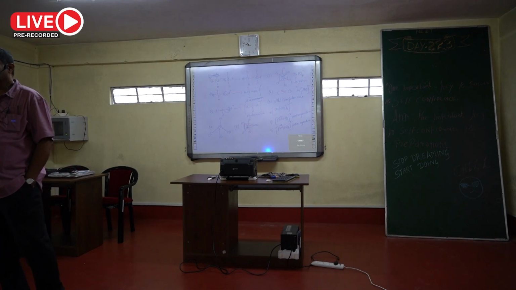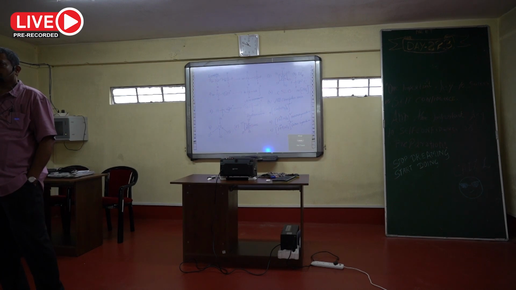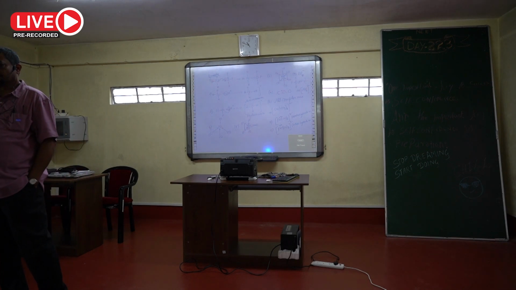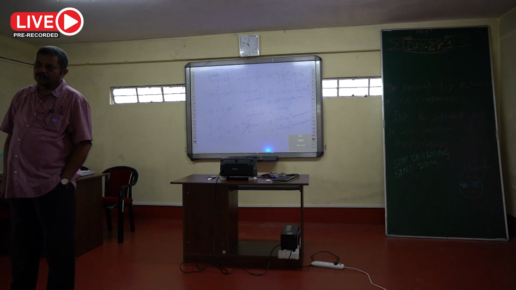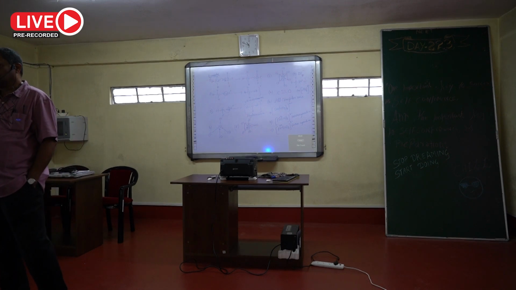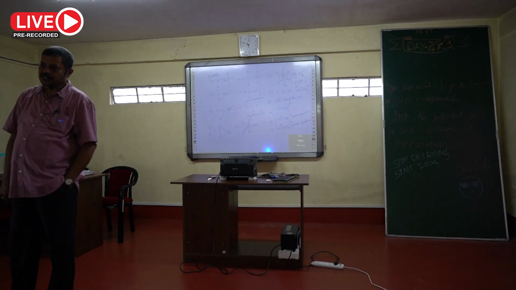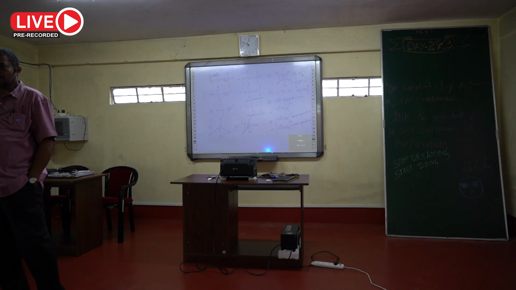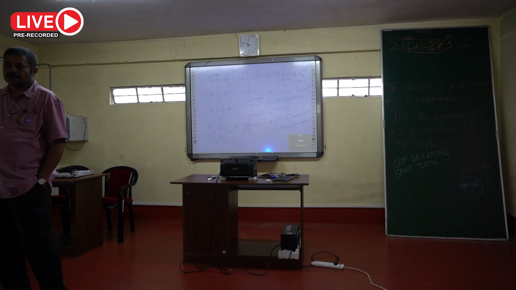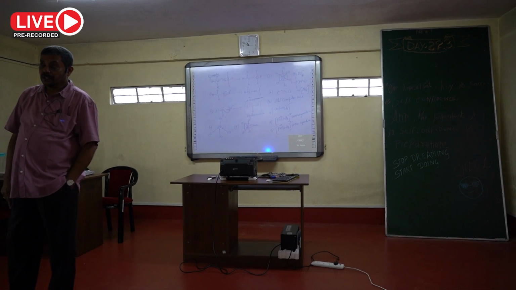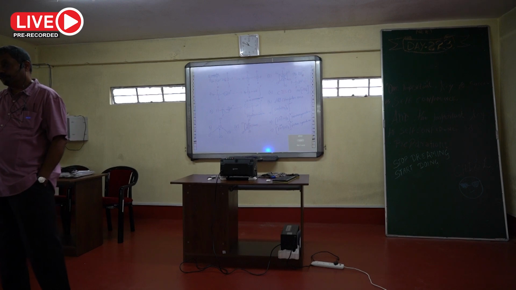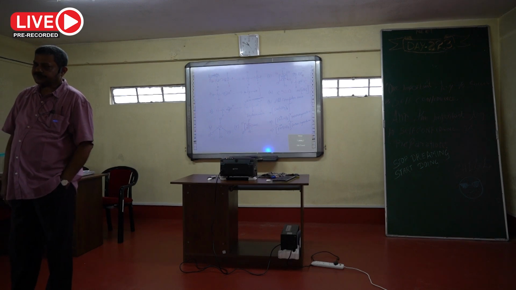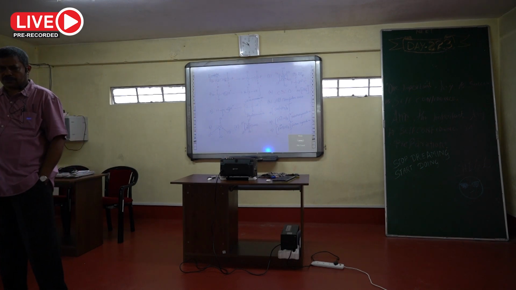Now, we have studied so far different varieties of bonds. We have covalent, which we divide into non-polar covalent, polar covalent, multiple bonds, like that. Next we completed coordinate covalent bonds. Now, before going to the next type of bond, that is metallic bond, here I am going to discuss 2-3 points.